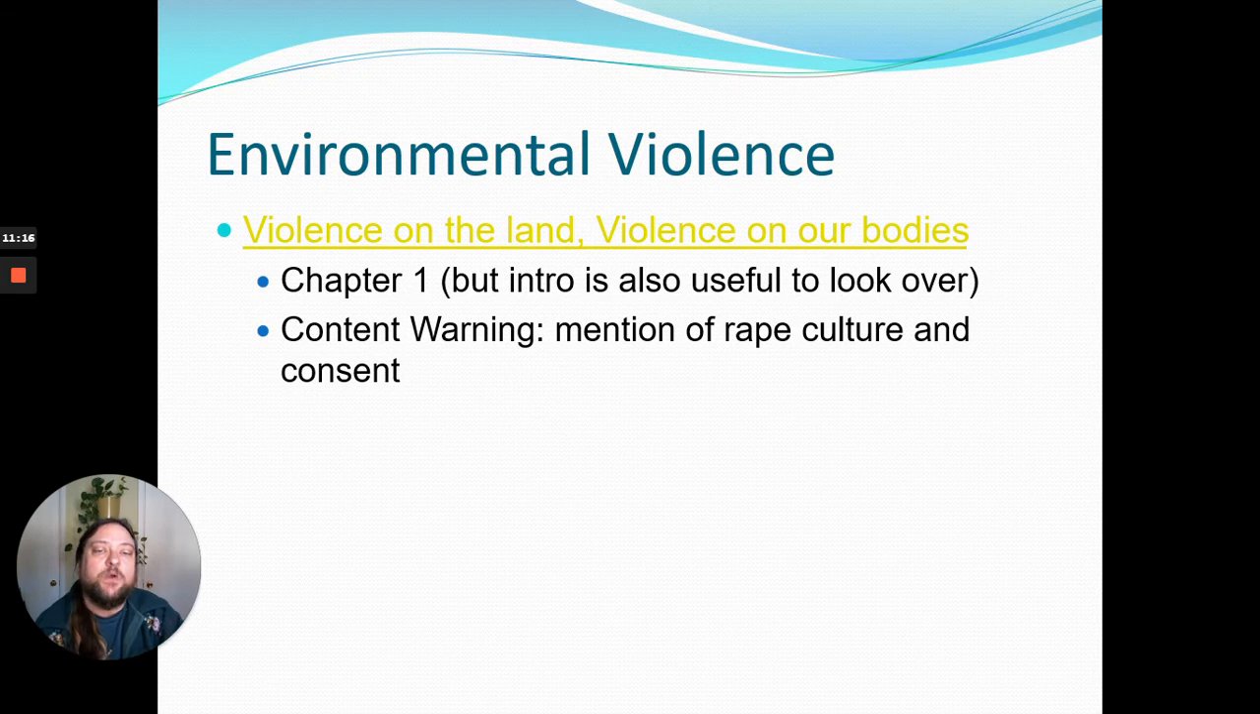So here's a content warning. There is mention of rape culture and consent. And so there's nothing graphic. There's no actual discussion of rape, incidences of rape, or nothing overt. It's mentioned. I say this because I think that it's still fair to warn people, because if you're a survivor of sexual violence or you've witnessed sexual violence, it's very traumatic. And so sometimes even the mention of it can be, this is not a reason to not read this.